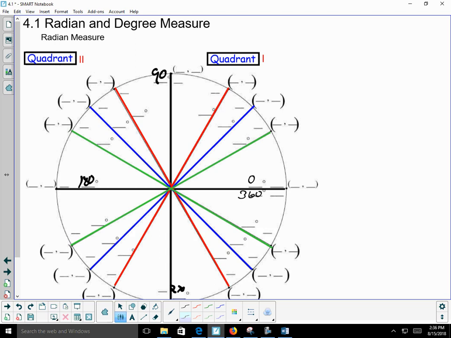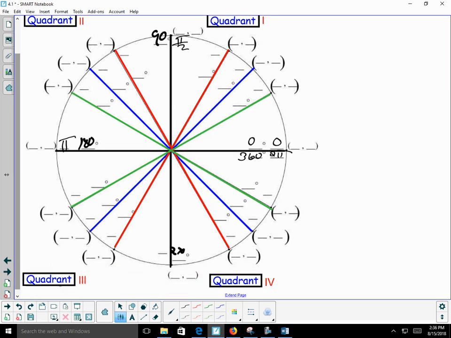So now when I go to do radians, I'm going to still keep it black. This is still going to be 0 radians, or 2 pi radians. This one we said was pi over 2 radians. This was pi. This was 3 pi over 2. And then I ended with 2 pi.